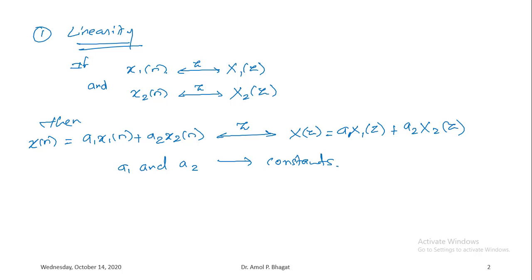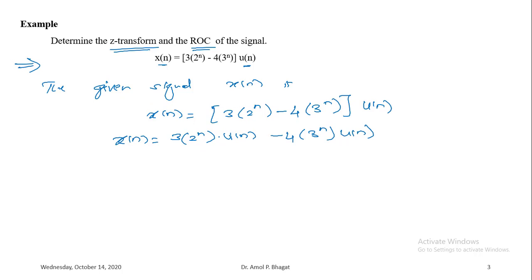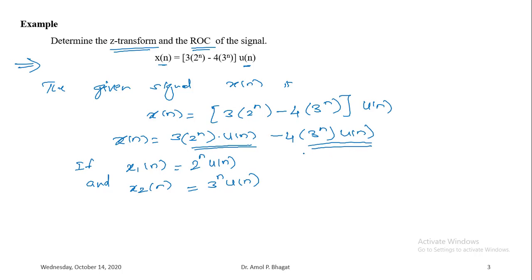As we have seen in the previous slide, we have taken two different signals, x1 of n and x2 of n. You can separate the given signal x of n and consider x1 of n equal to 2 raised to the power n u of n, and x2 of n equal to 3 raised to the power n u of n. So we are separating x of n into two different terms.